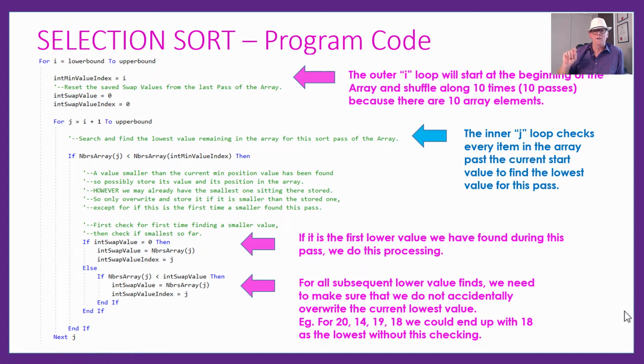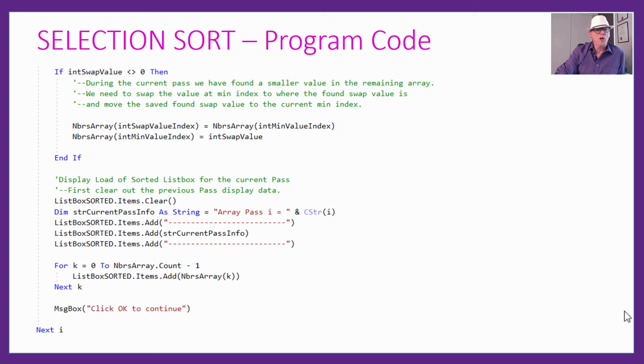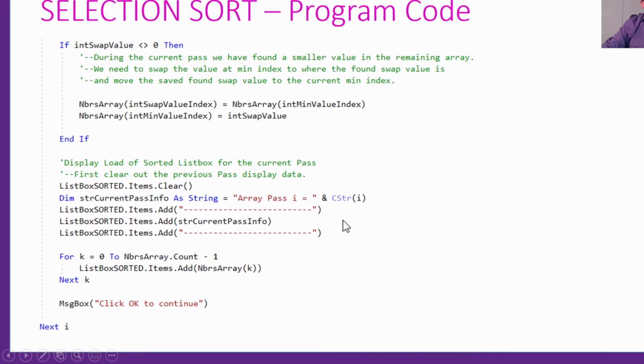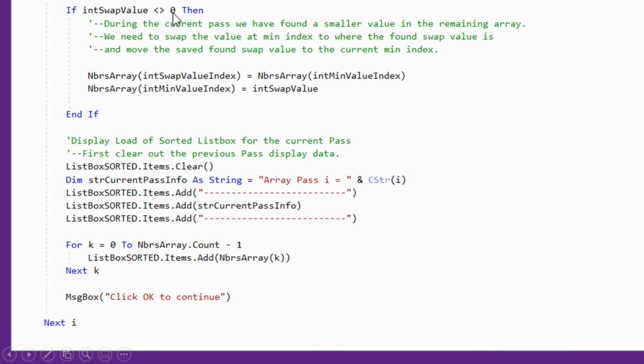If you get the downloads for this lesson, there is a listing of the code which shows all the debug displays, which will enable you to really see how this sort is working, okay? So then we've got this code here, and if the swap value is not equal to 0, when we've done our run all the way through along with the J's, that means we must have found something that was smaller. So then we're going to actually do the swapping, okay?